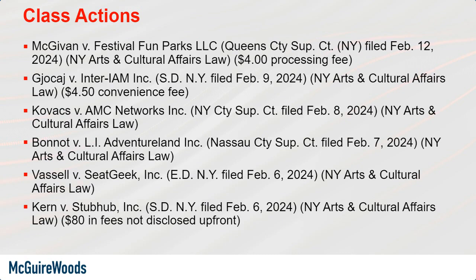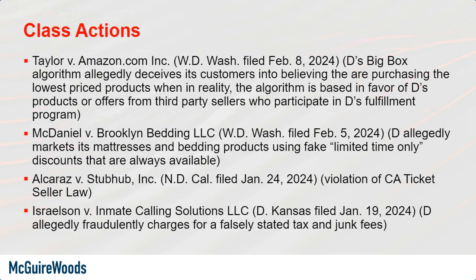There have been a number of class actions filed. These are class actions that have been filed literally within the last 10 days. These are all under the New York Arts and Cultural Affairs law that I mentioned about processing and convenience fees for tickets. And you see some smaller entities, but some bigger ones like AMC, SeatGeek, StubHub. And then we have a number of other class actions also filed within the last, most of these are filed, two of them filed in the last 10 days, and the two were filed in January.